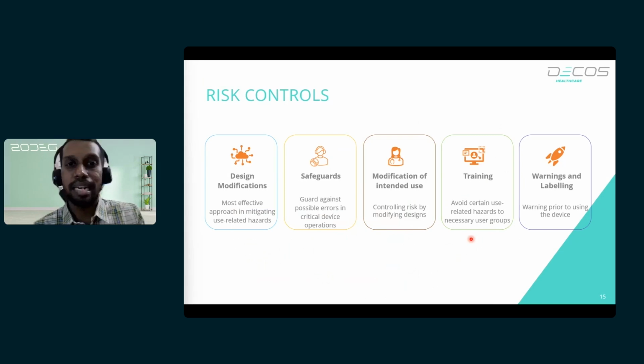And the next is going to be training. Before I put forth any device into real-time use, I need to make sure I give proper training to the user. The last possible method where I can have a risk control is warnings and labels.